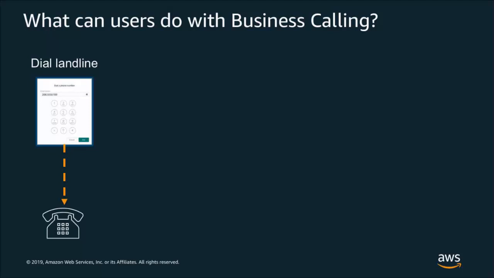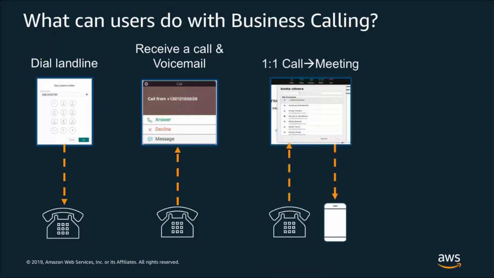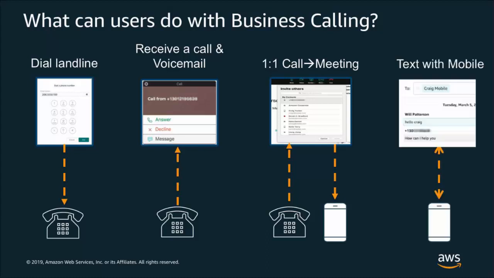You can actually receive phone calls. You can choose to either answer, decline, sending the call to voicemail, or message back the caller. And a very powerful feature is turning a one-on-one call into a full meeting by adding Amazon Chime contacts or adding users with phone numbers. And finally, you can send and receive text messages directly within the app out to mobile phone numbers.